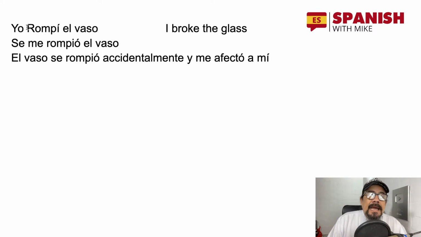So I can say either I broke the glass, or the glass broke, something like that, right? It wasn't my fault. And this is something that we use a lot because I think this is some kind of a cultural thing. We don't like to be held responsible for things. It happens a lot in Spanish. So, "se me rompió el vaso."